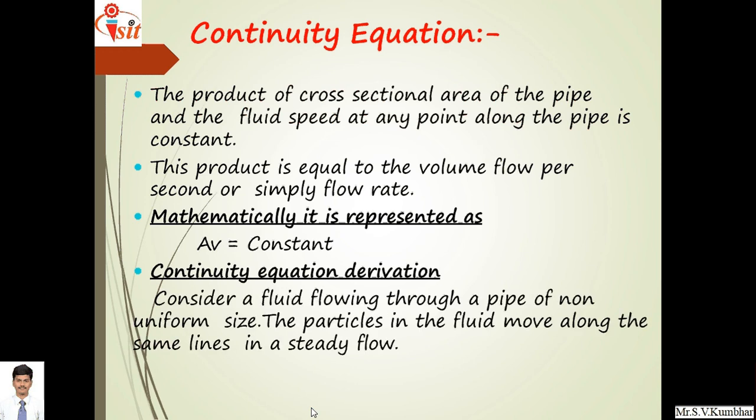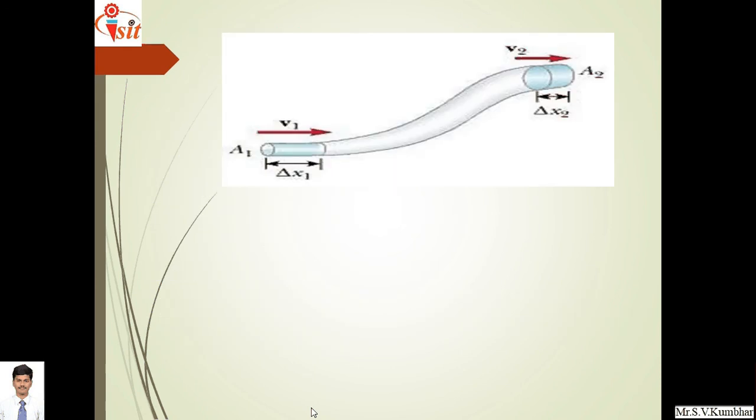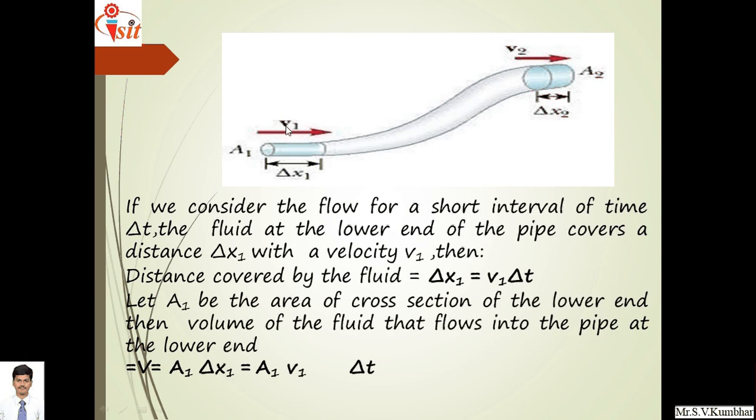Now the continuity equation derivation. As we had already studied this derivation, consider a pipe through which fluid is flowing. Let's say A1 is the cross-sectional area at inlet, V1 is the velocity of fluid at inlet, A2 is the area at outlet, V2 is the velocity at outlet. So by applying the continuity equation, discharge remains constant here. Whatever amount of fluid flows through this pipe, Q remains constant. Therefore Q is equal to A1 V1, which is equal to A2 V2.